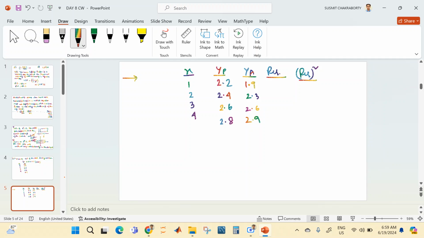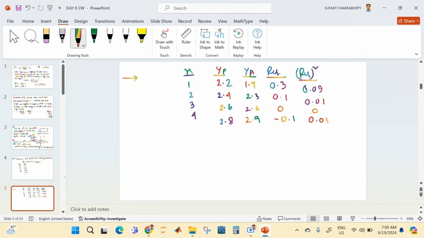And what is the residual? Residual is predicted minus actual, so it is 0.3, 0.1, exactly 0, and minus 0.1. If I square them, 0.3 becomes 0.09, 0.1 becomes 0.01, 0 stays 0, and the last is also 0.01. So we have obtained the residual square.